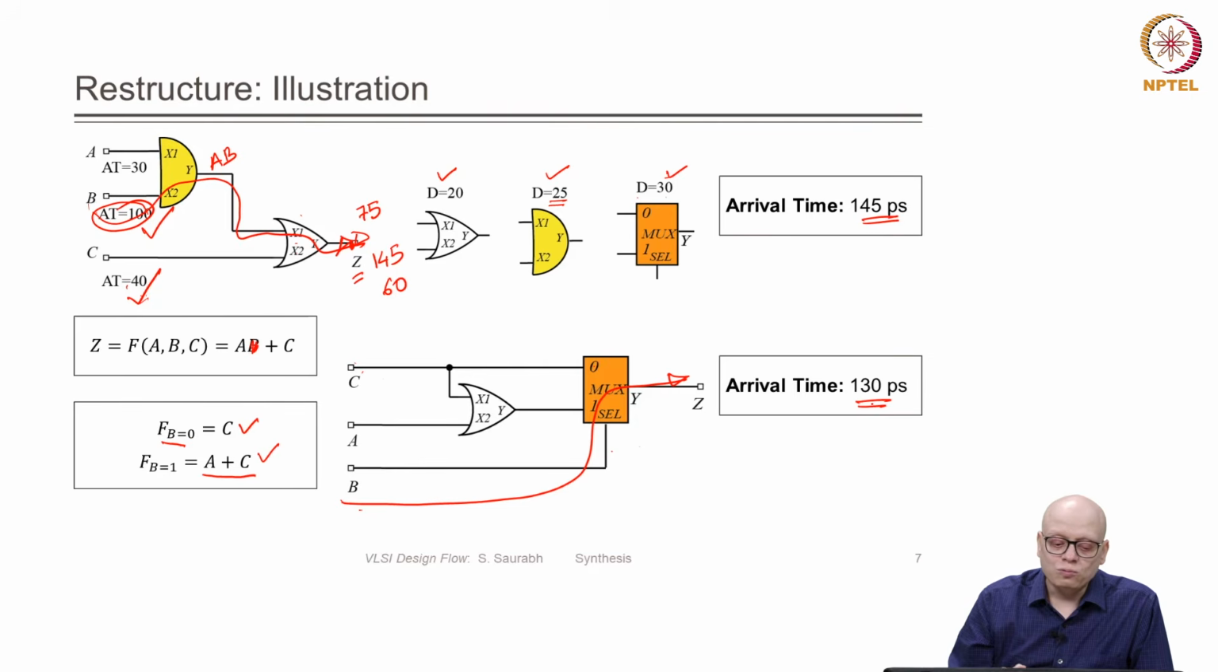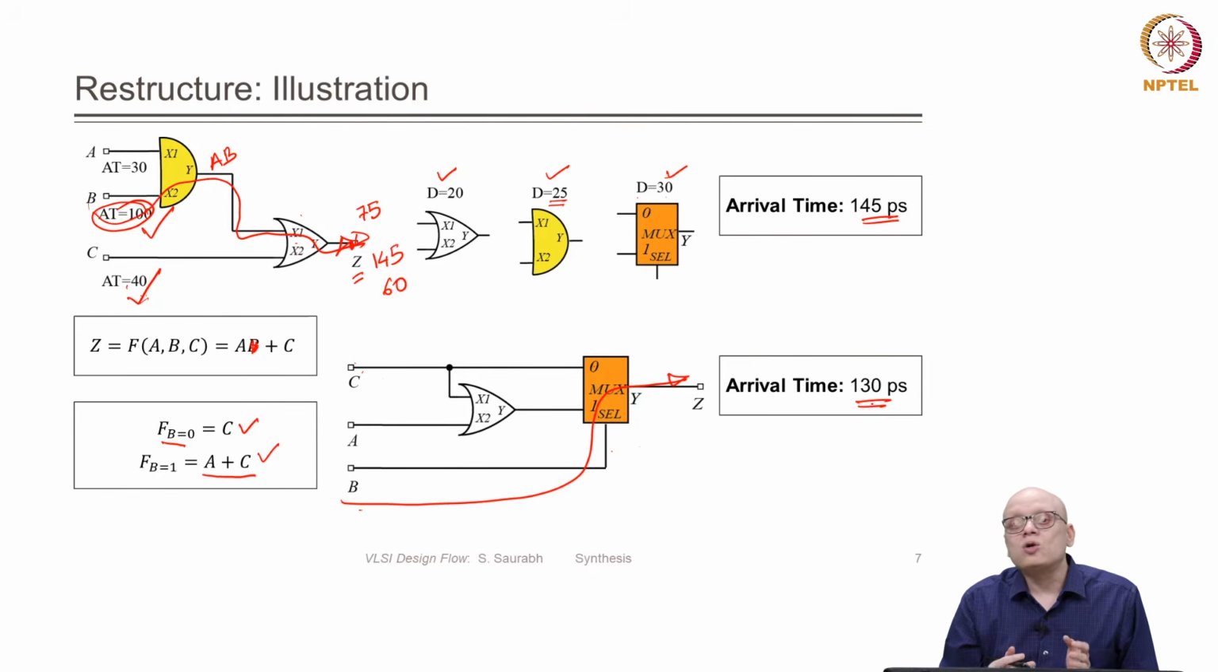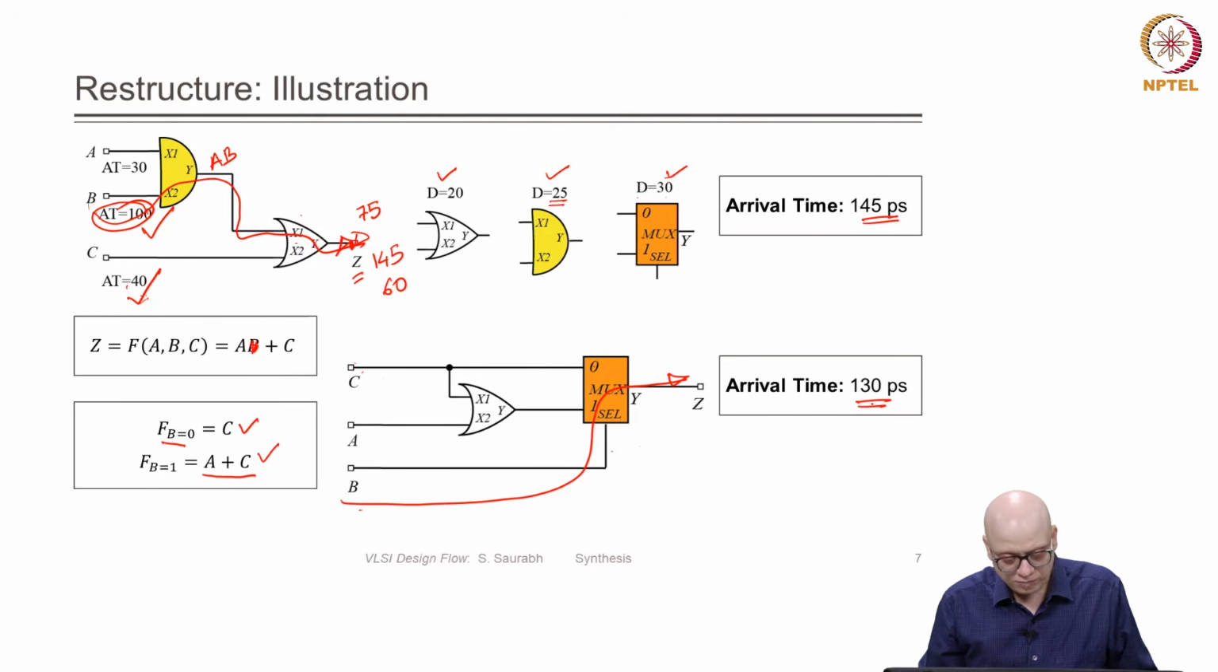Now, what will be the cost involved? The cost involved can be in terms of area. It may happen that F0 and F1, which are the cofactors, if we implement them, the number of logic elements in implementing F0 and F1 may be larger than the original circuit, and therefore, there will be an area penalty, or the area of the circuit can increase in this kind of transformation.